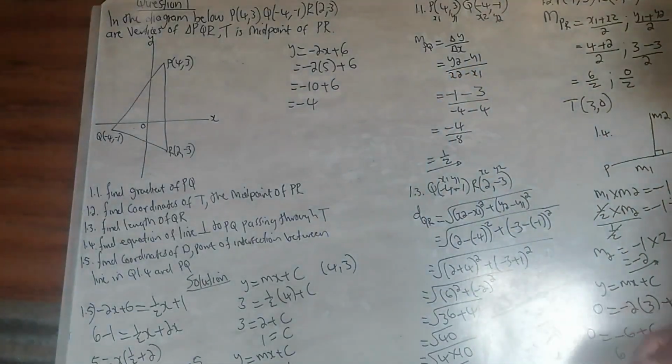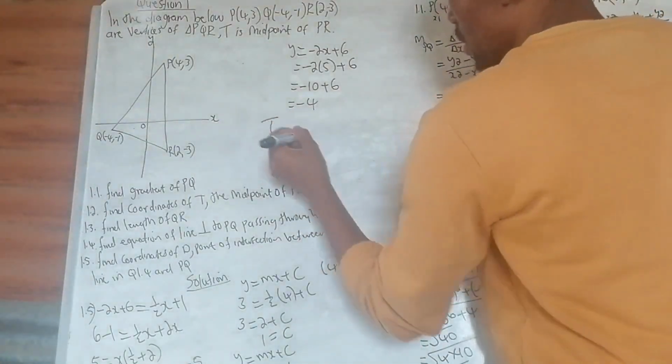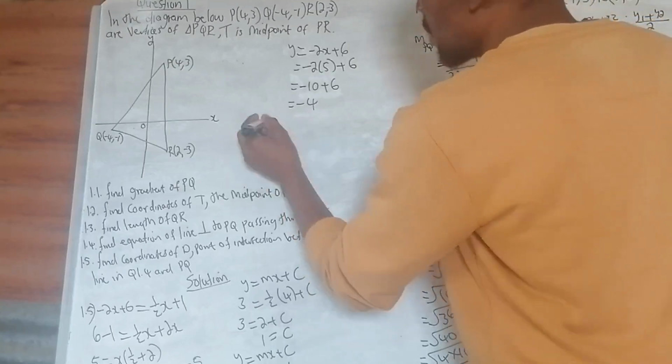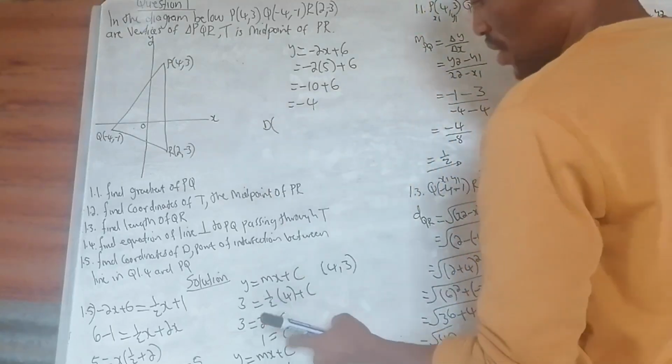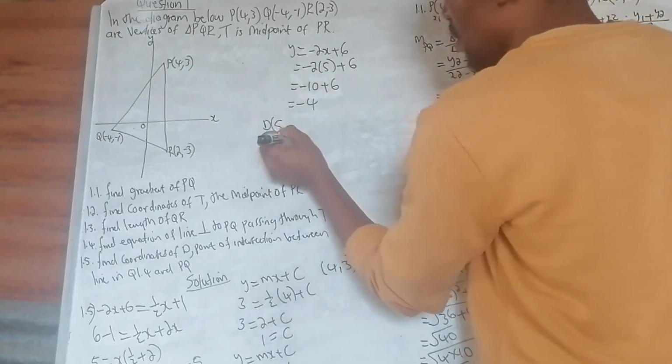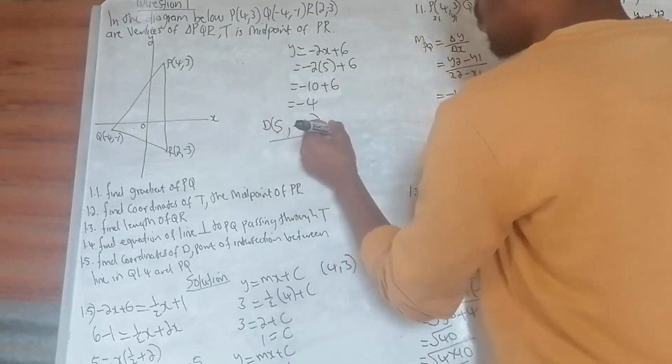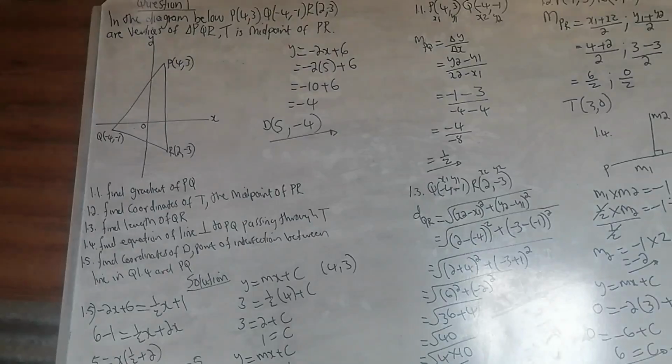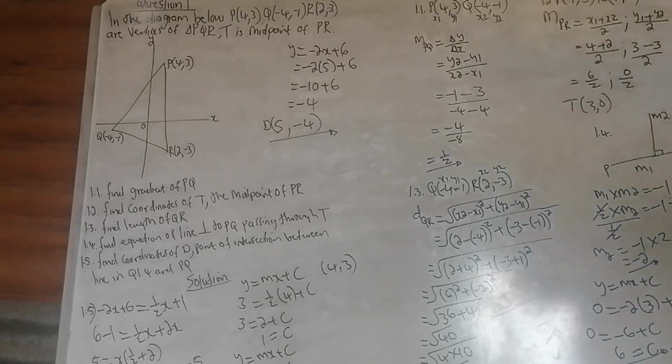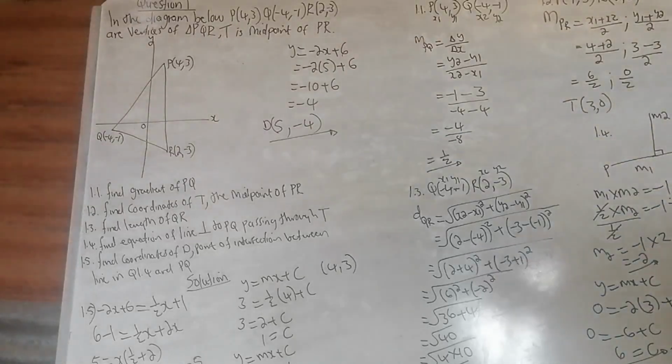So the coordinates of D at the point of intersection: x is 2 and y is 2. These are the coordinates of the point of intersection between those two lines. So we have those coordinates. And then when you have done that, you are done.